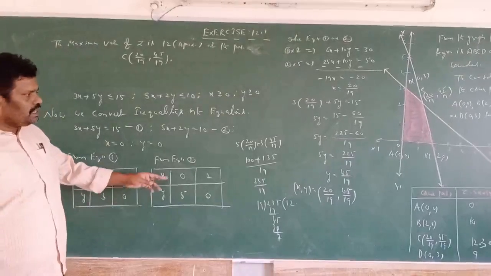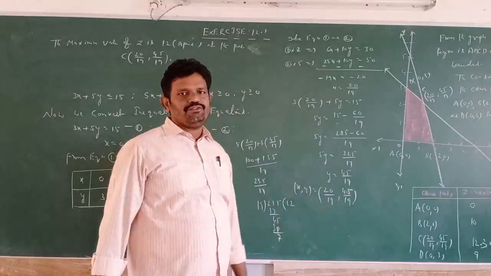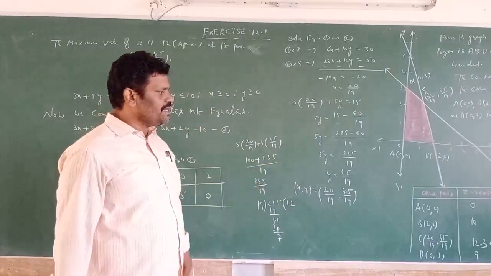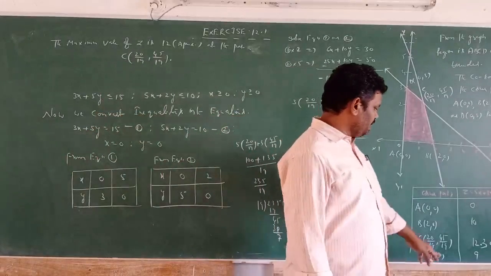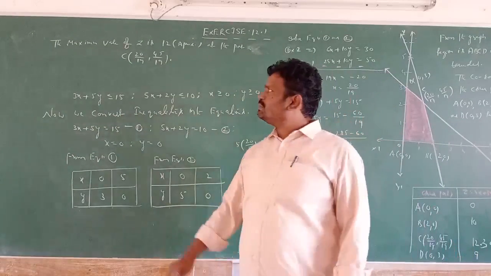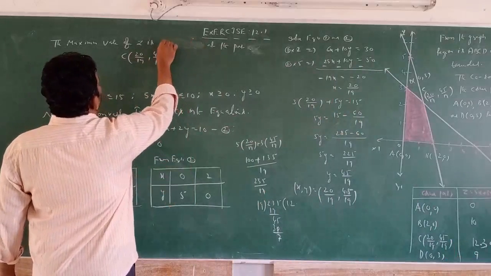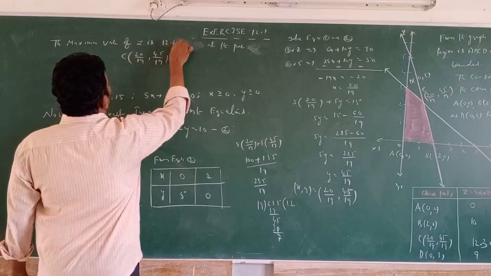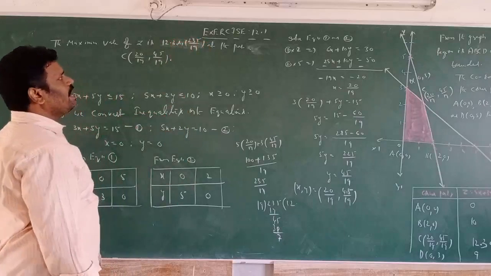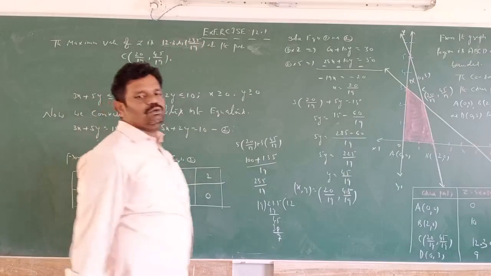Here, if you simplify the fraction and substitute 20 by 19 and 45 by 19 in the z value, you get 235 by 19. If you want to write that maximum value, 235 by 19 is approximately 12.3. So the value 12.3, or 235 by 19, is the maximum at the point (20 by 19, 45 by 19). Okay?